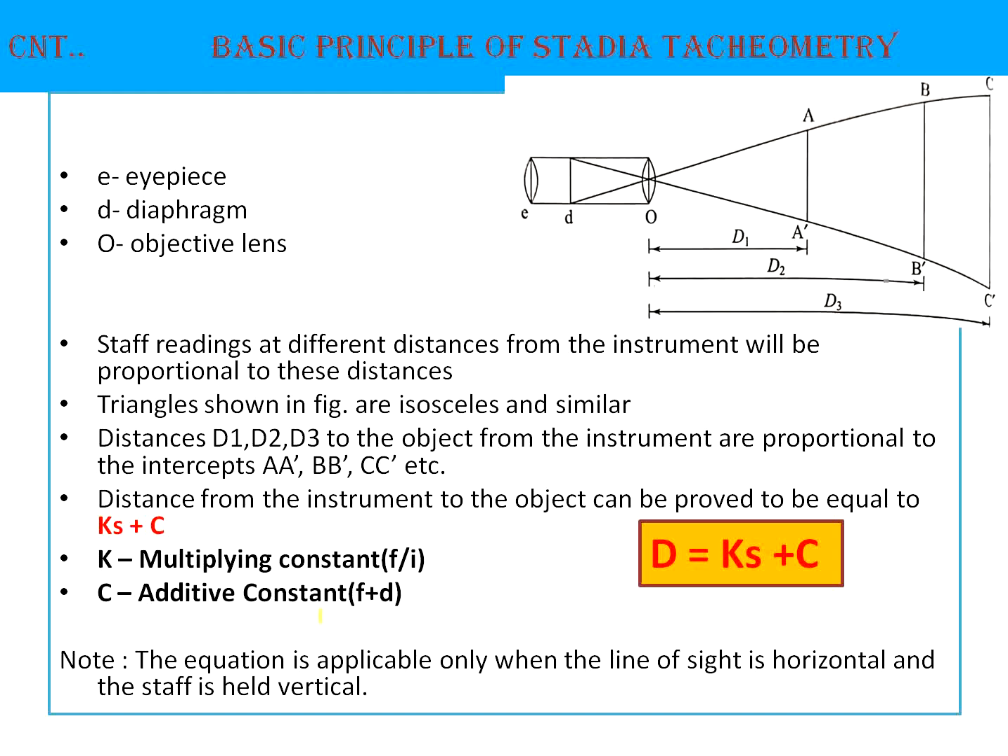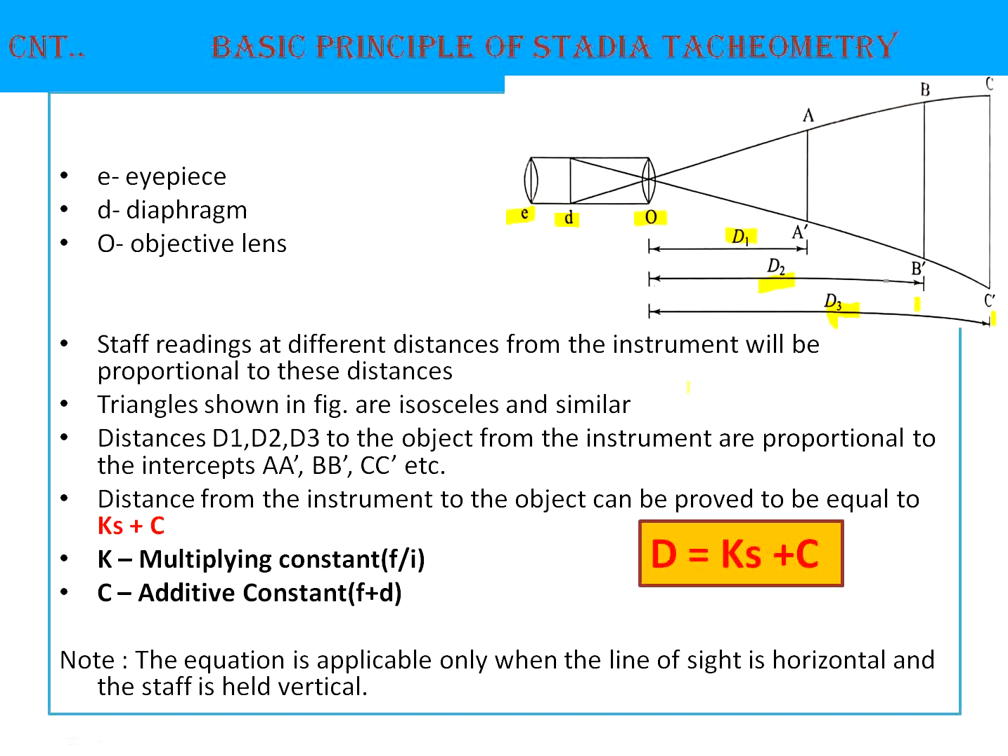So in this figure, E represents the eyepiece of the telescope, D represents the stadia diaphragm, and O represents the objective lens. Then A dash, B dash and C dash are the readings corresponding to the top and bottom stadia hairs at each staff station. Okay, different staff stations which are at D1, D2 and D3 distance apart.